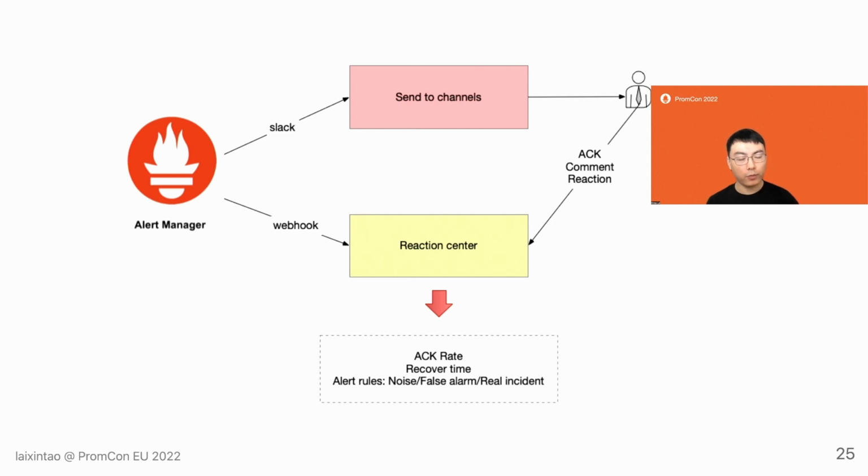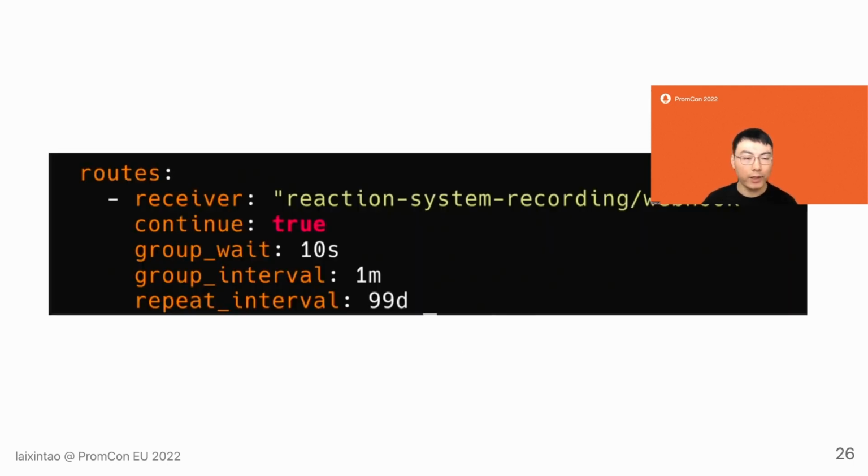And once we have this information, we can have a summary, a report of the MTTR of the alert, the alert acknowledge time and the alert recovery time. We can also see how many of the alerts were marked as noise or false alarm, and how many of them are real incidents, so that we can tune our alert rules. The routing configuration that I mentioned is something like this. You just put the reaction system webhook in the first place, and you have to set continue to true, so alert rules will continue to send the alert to other channels.